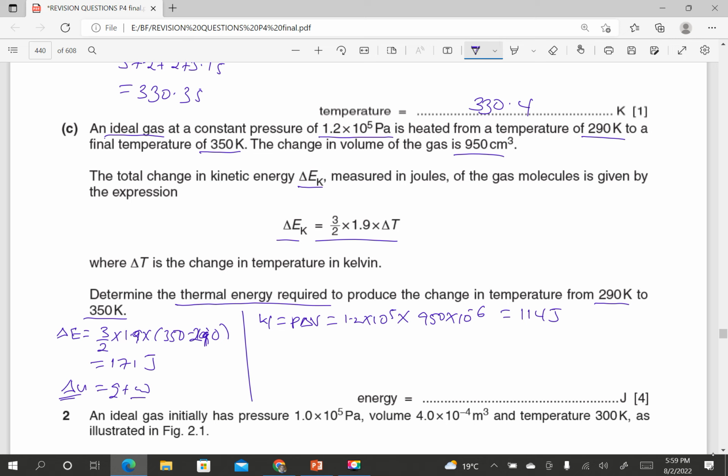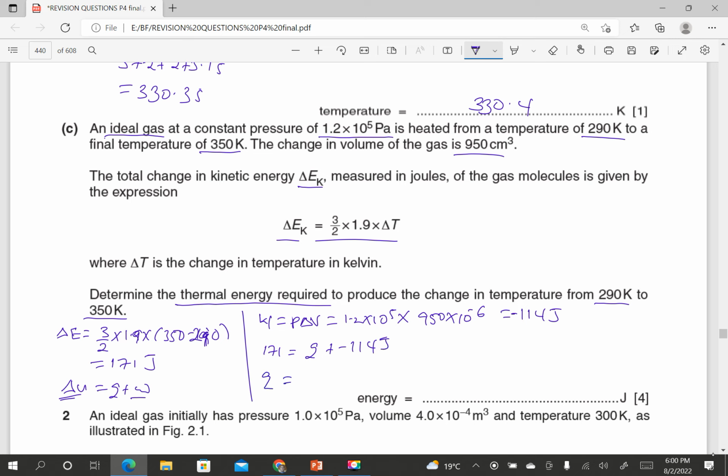The change in volume: an ideal gas at constant pressure is heated from that temperature to this temperature. The change in volume of the gas is this. Most likely the gas is expanding, so that means the work done is negative. This work done is negative because it seems like the volume is increasing by 950. So I can now substitute: internal energy 171 is equal to the heat supplied or thermal energy required plus the work done, which is negative. So the work done is negative 114 joules.